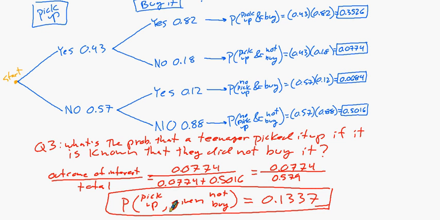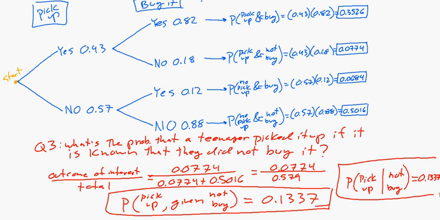Another notation for this, which you'll sometimes see, looks like this. Just this vertical line is the given. It's a little bit more concise, but that's really the only difference.